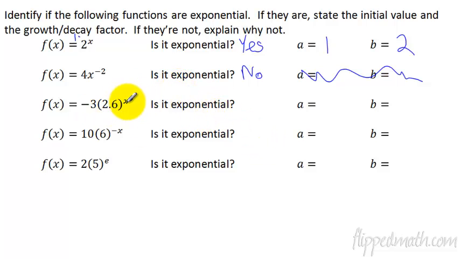All right, here we have the variable up here in the exponent. That's okay. The base is positive. The number in front can be negative, that's okay. So this one is yes. A is -3. The initial value is -3, and the growth factor is 2.6.